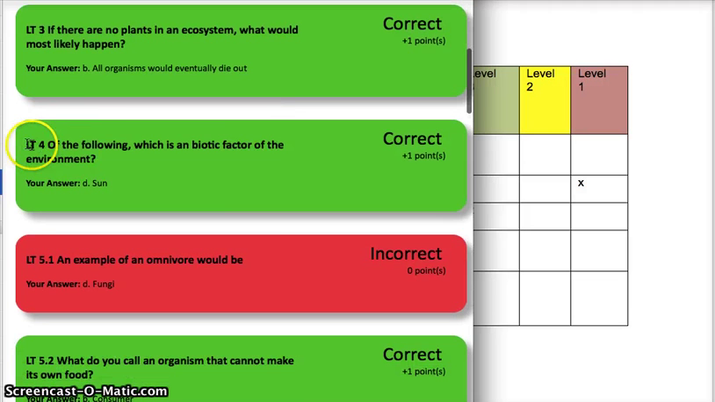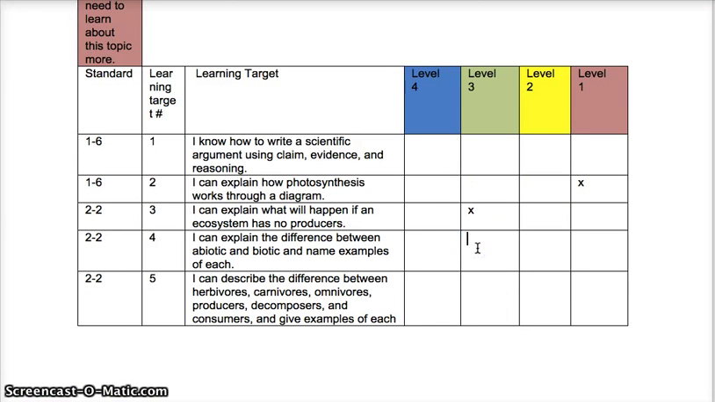And you're going to go to learning target 4, and that's correct. So I'm going to give myself a level 3 for learning target 4. I can explain the difference between abiotic and biotic and name examples of each. So I know what abiotic and biotic means, so I'm going to give myself a level 3.